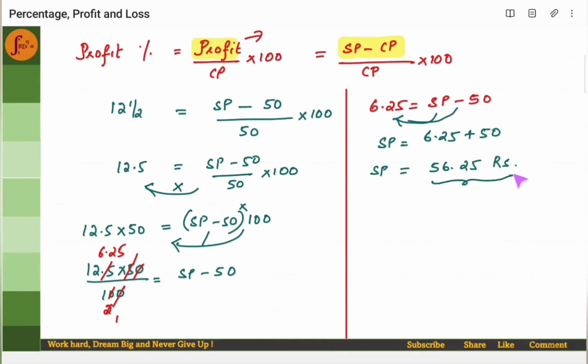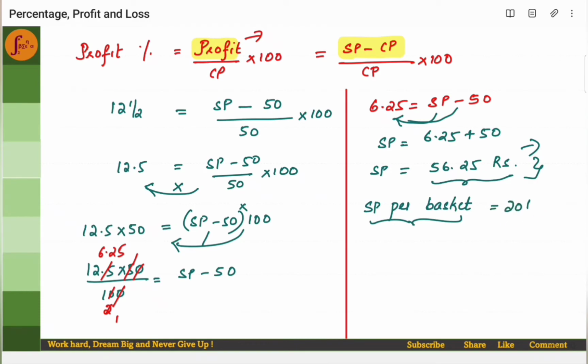Now this is the selling price for all the baskets, right? How many baskets are there? We need to find the selling price per basket. This is for the total number of baskets. Per basket, what should be the selling price? Simple, right?